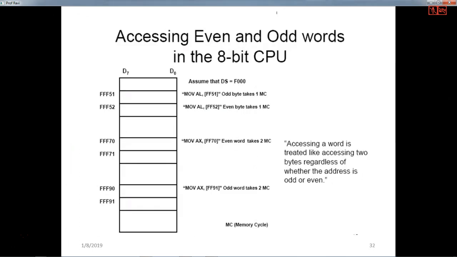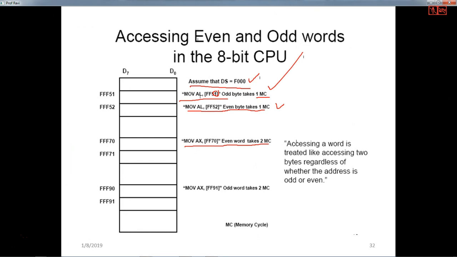Now the same thing is illustrated here. If the data segment register has F000, then MOV AL, FF51 means moving something into AL, and if the memory location is odd, it is only a byte operation. It takes only 1 memory cycle, one machine cycle. And MOV AL, FF2: here an even byte also takes 1 memory cycle. MOV AX, FF70: an even word takes 2 machine cycles.